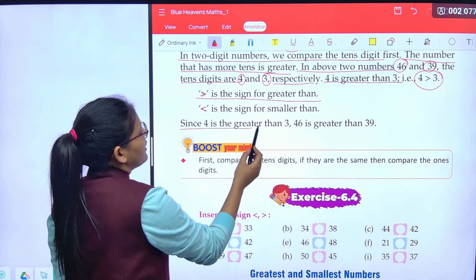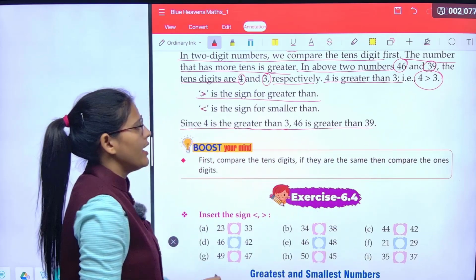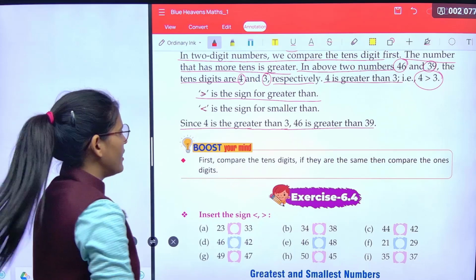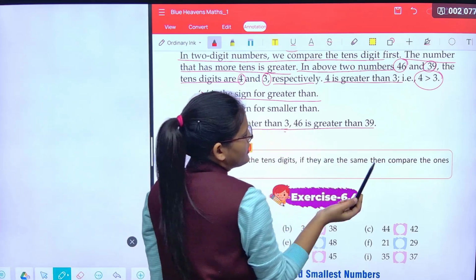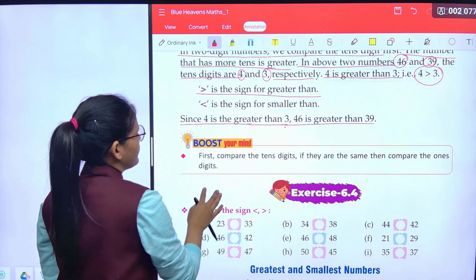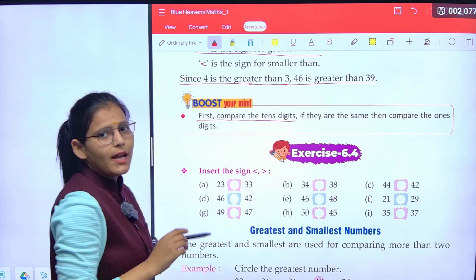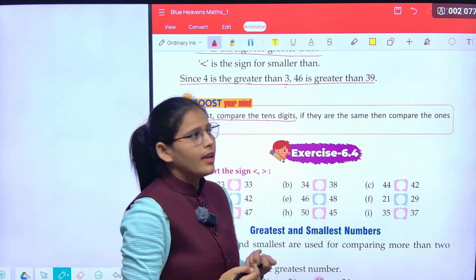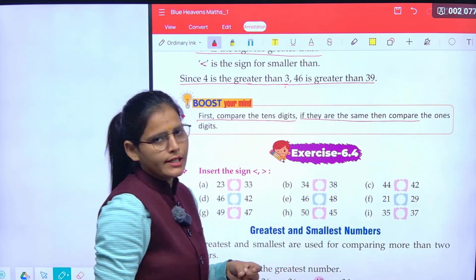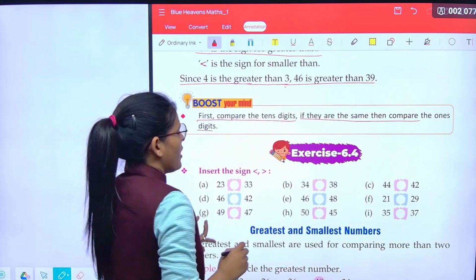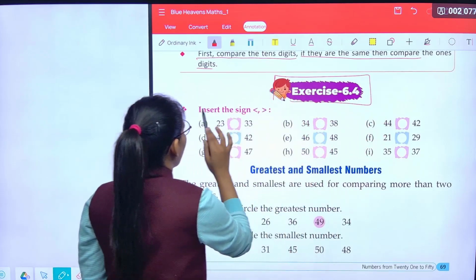Since 4 is greater than 3, 46 is greater than 39. Understand? Now first compare the tens digit. Class, पहले हम tens digit को compare करेंगे. If they are same, अगर वो दोनों same हैं, then compare the ones digit. Understand?